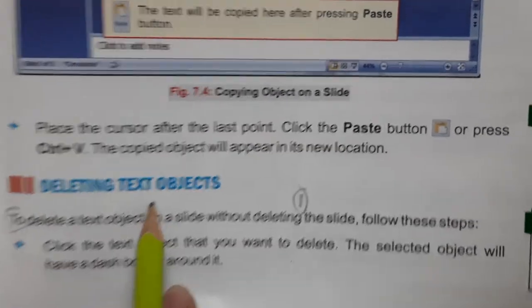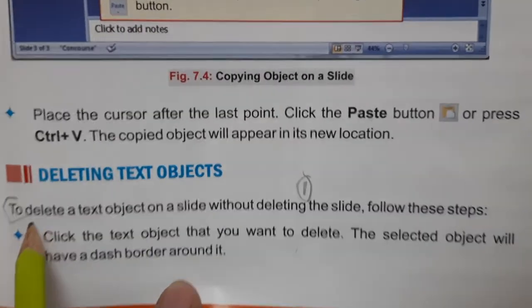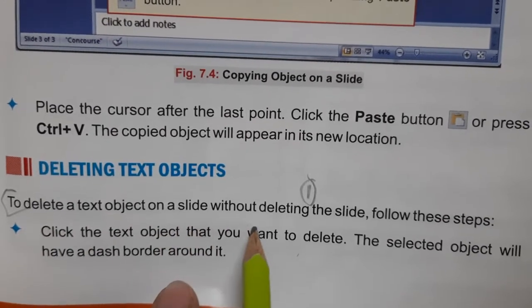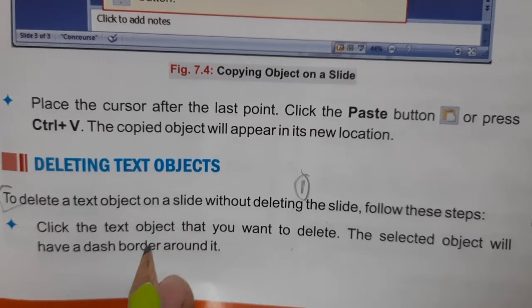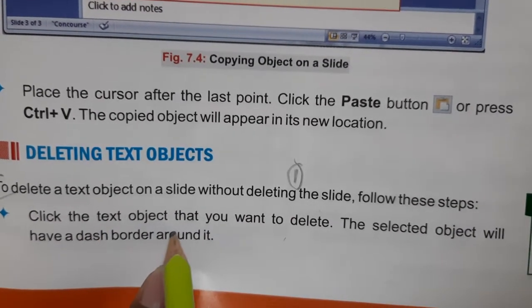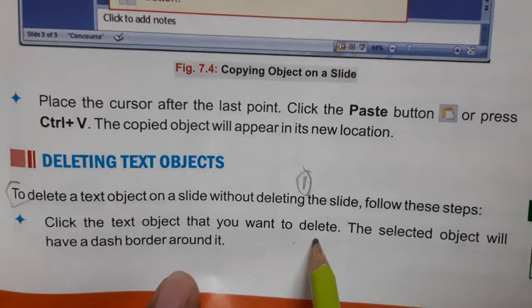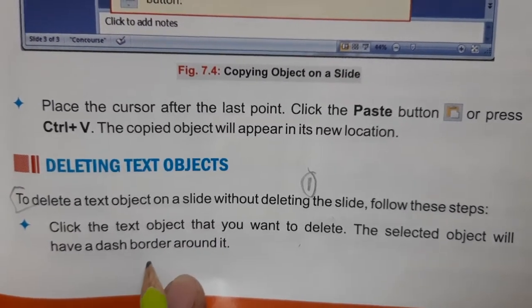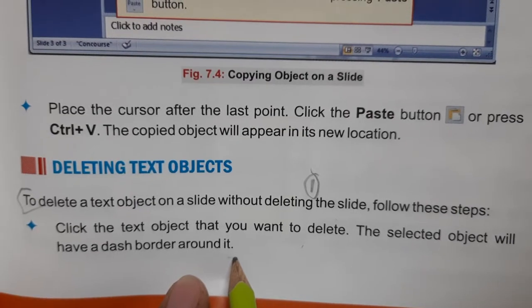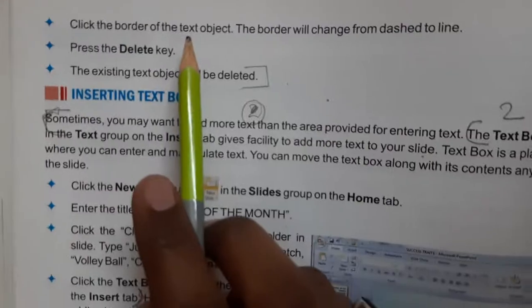Okay, deleting text object, you have to start from here. To delete a text object on a slide without deleting the slide, follow the steps. 1. Click the text object that you want to delete, then select the object. It will have a dash border around it. Now turn the page.